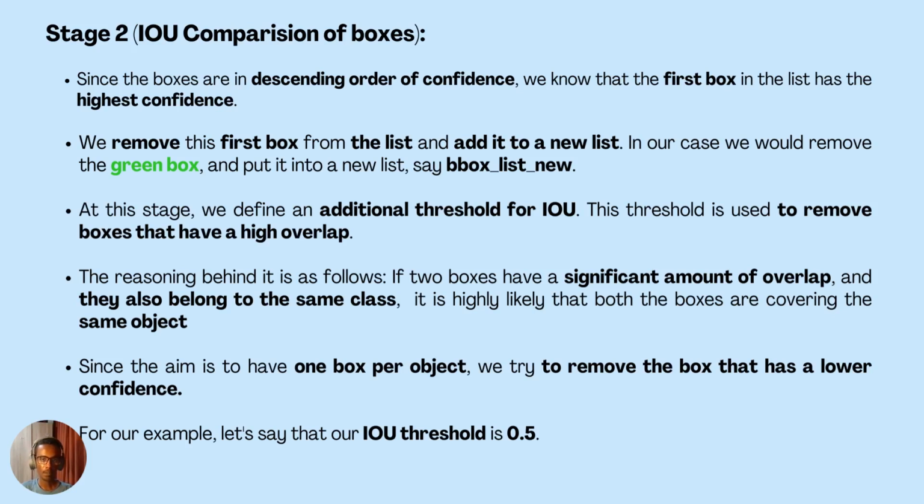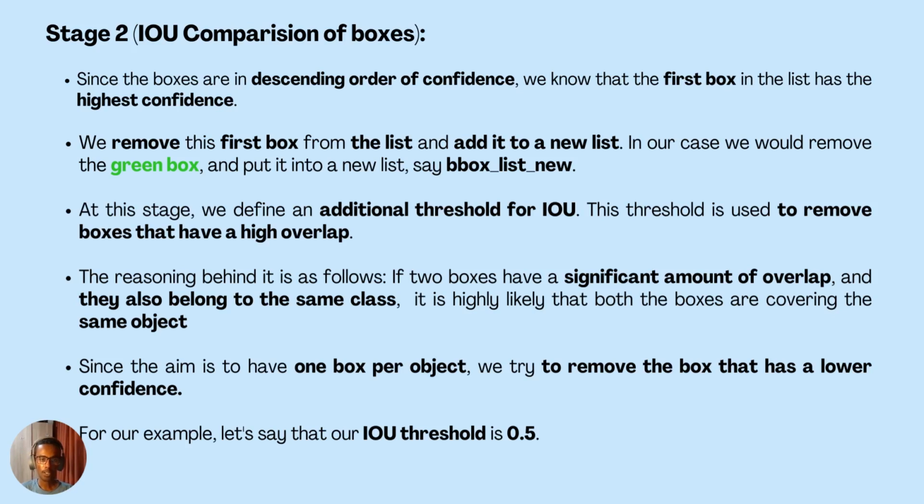If two boxes have a significant amount of overlap and they also belong to the same class, it is highly likely that both the boxes are covering the same object. So it would be ideal if we just select the one with the highest confidence score, and any remaining bounding box that has a high overlap with this box needs to be removed because we just want to select the box with the highest confidence score, and that's why we need the IOU.